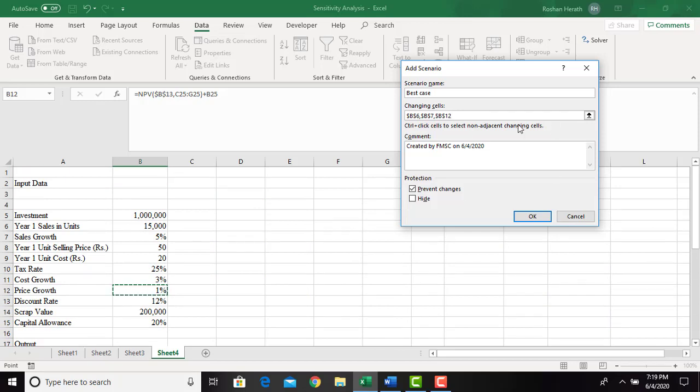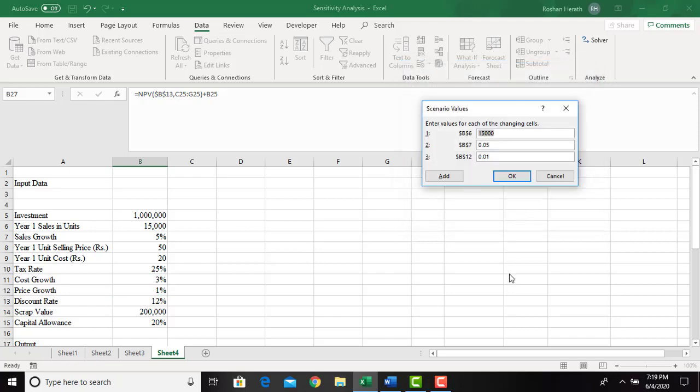Right, we took those three. Now you don't have to change anything other than that. Give a name for the scenario and give the changing cells. Then say okay. This is where the difficulty comes.